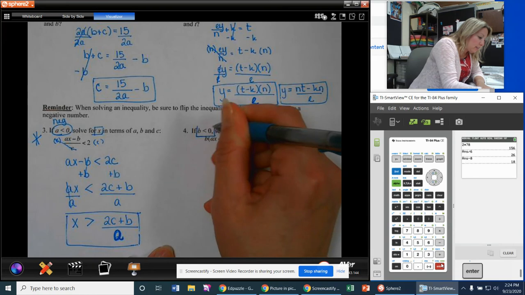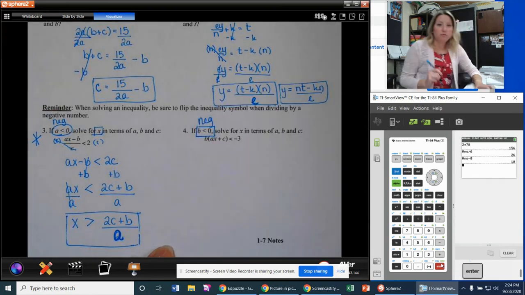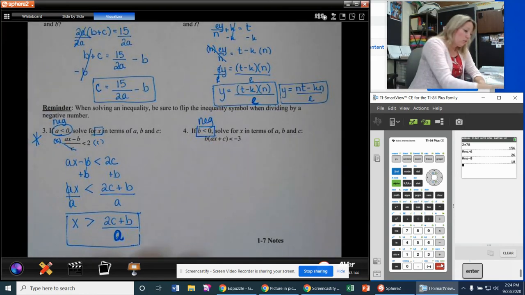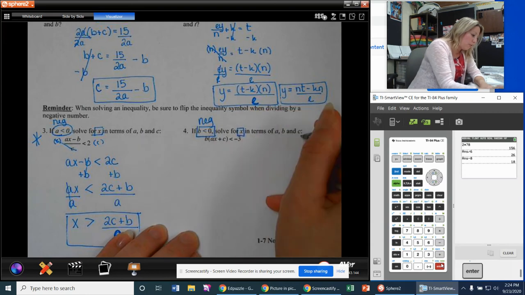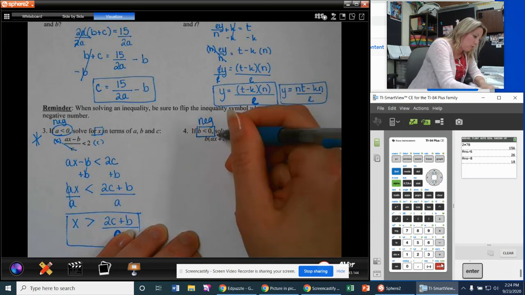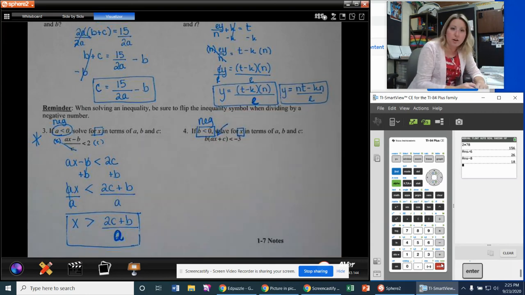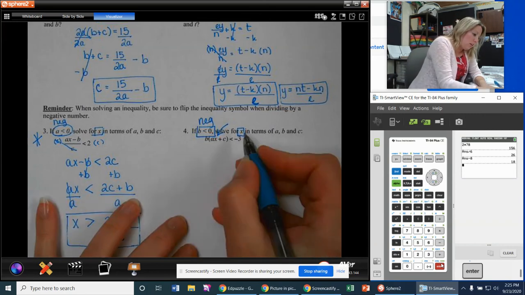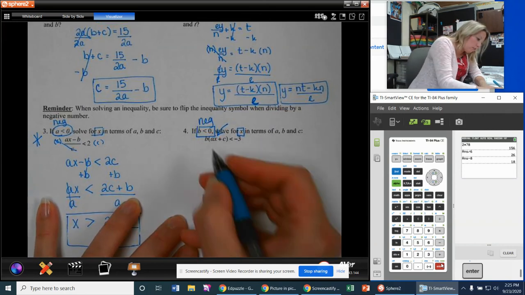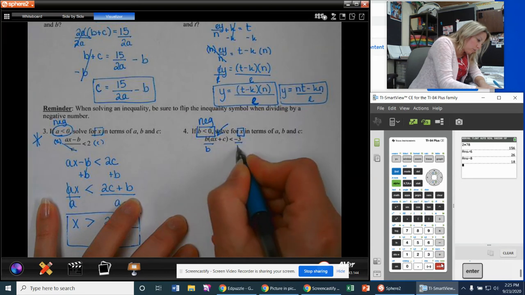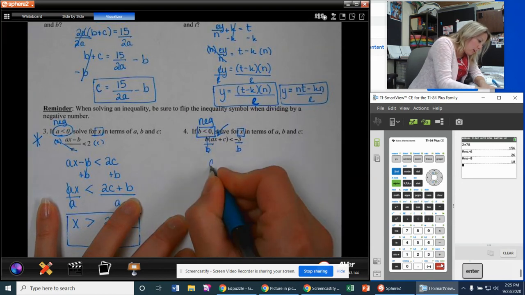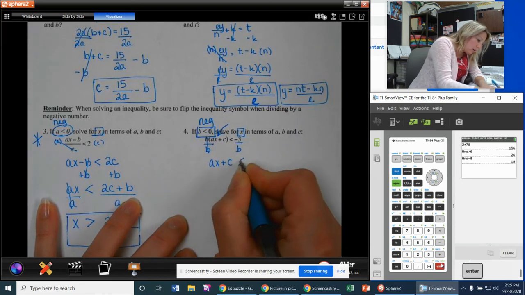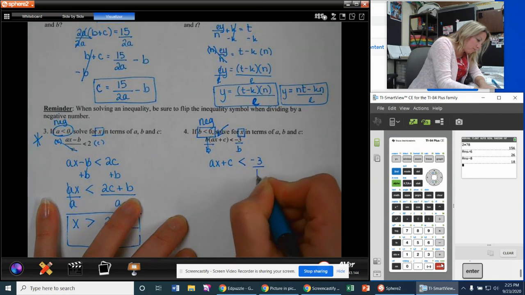B is less than 0. That means B is negative. Okay? Solve for x in terms of the others. So cool, x is what I have to get alone. It's in parentheses right now. What's the opposite of multiplying by b? Dividing by b. That's how I'm going to start. I'm going to divide both sides by b. Ax plus c is less than negative 3 over b.